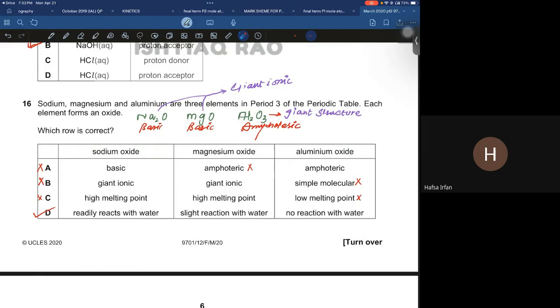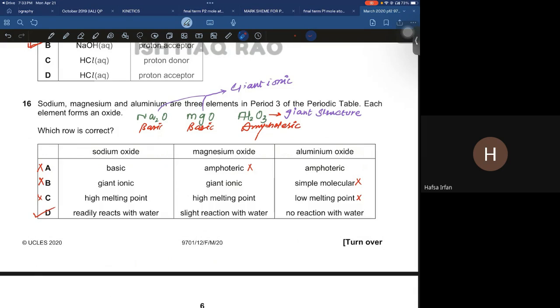If you try option B, sodium oxide is giant ionic. It's an ionic compound, so it has a giant ionic structure. But what about aluminium oxide? It is also a giant structure. They are saying simple molecular. Option B is incorrect.